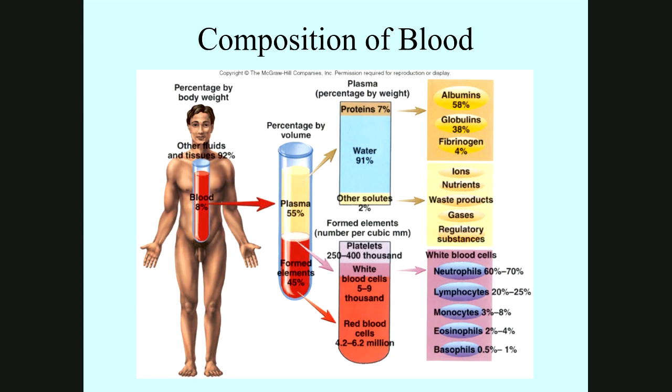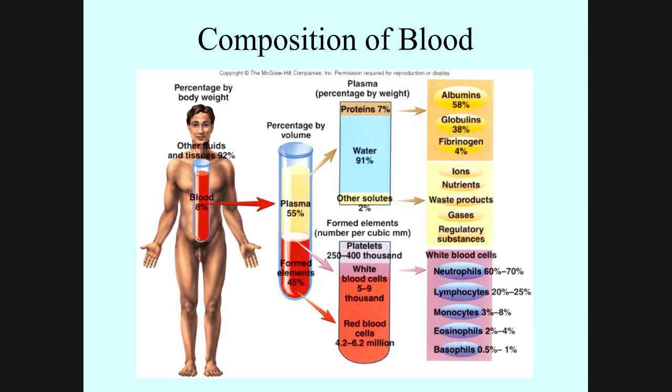There are two major constituents of the blood. 55% is plasma, and the rest, 45%, are formed elements. The plasma is made in big part of water, 90 to 91% water. 7% are proteins such as albumins, globulins, and fibrinogen, and 2% are other solutes like some ions, nutrients, gases, and some regulatory substances.